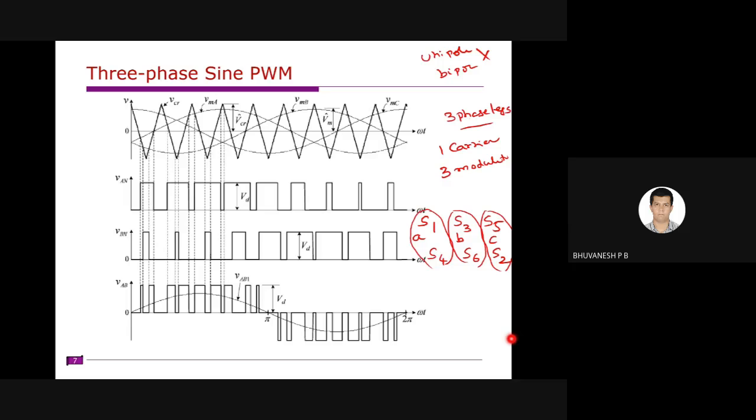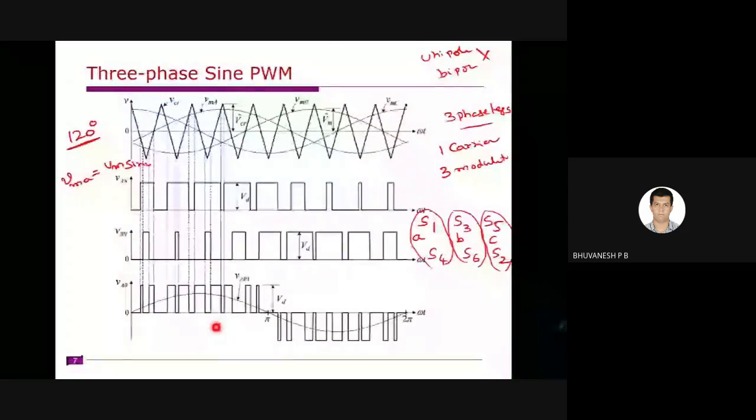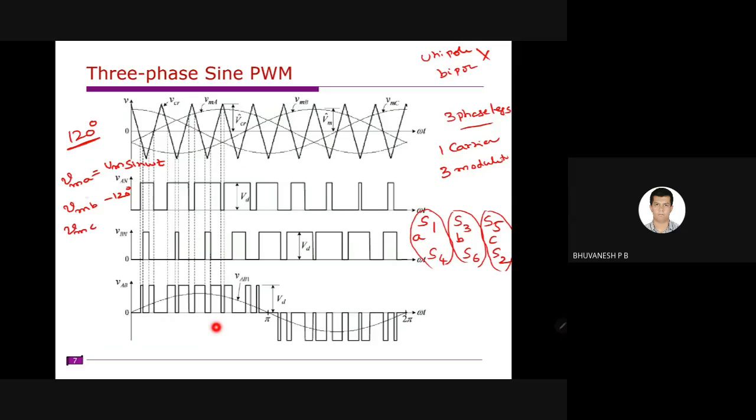Each modulating signal will control one phase leg, right? So you have three modulating signals, and these modulating signals are shifted by 120 degrees. This can be defined as VMA, that is VM sine omega t, for example. Next, VMB is shifted by 120 degrees, and VMC is shifted by another 120 degrees.